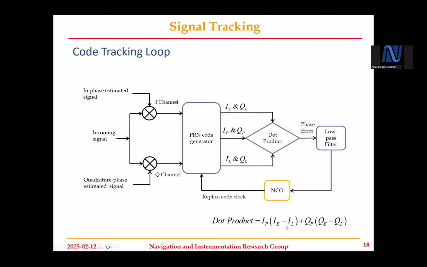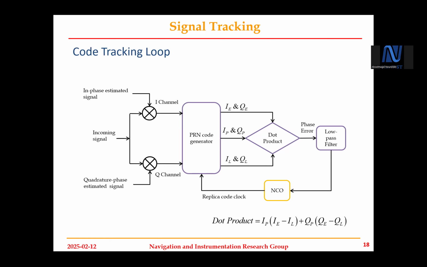This is the model for that. We calculate the output of that, and if the prompt signal is ahead, we shift it back. We shift our estimation, or locally generated signal, back. If it's delayed or if it lags, we shift it forward. So this loop maintains synchronization as long as the receiver maintains lock to the satellite signal.